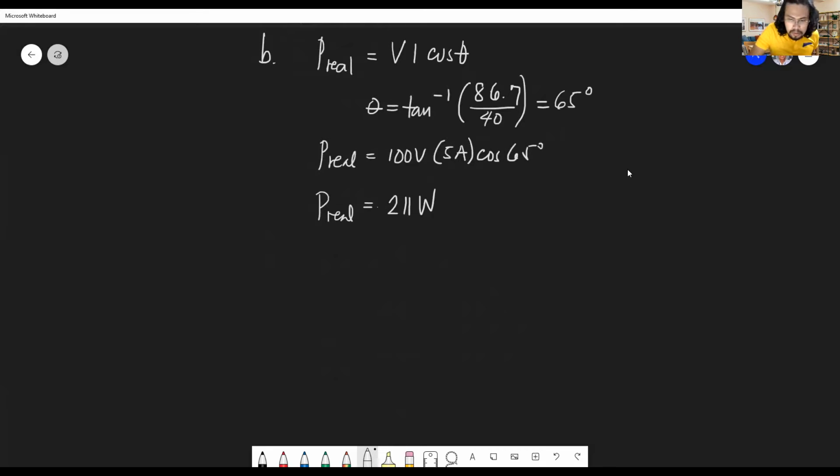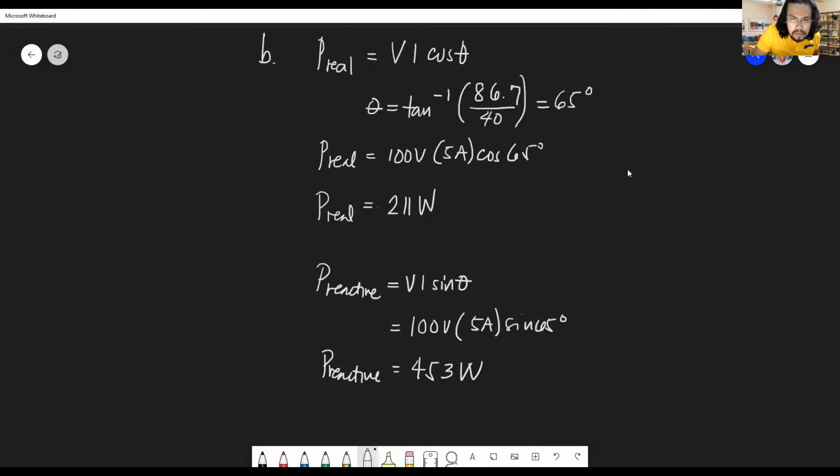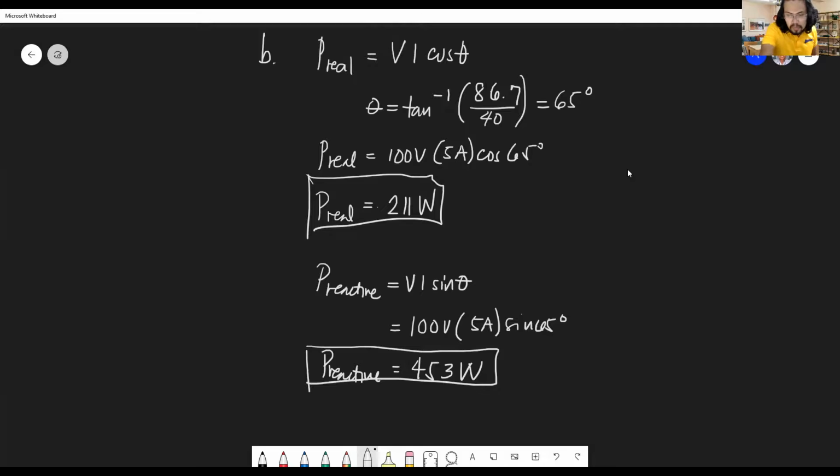So we have now the P reactive. The P reactive is VI sine theta. So P reactive is equal to 100 volts times 5 amperes times sine 65 degrees. Okay, so we have this value as 453. The P reactive is 453 watts. We're now solving for the P apparent.